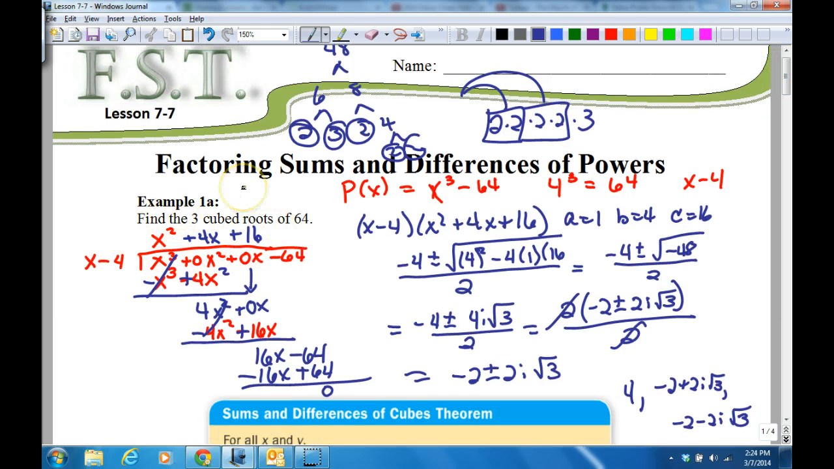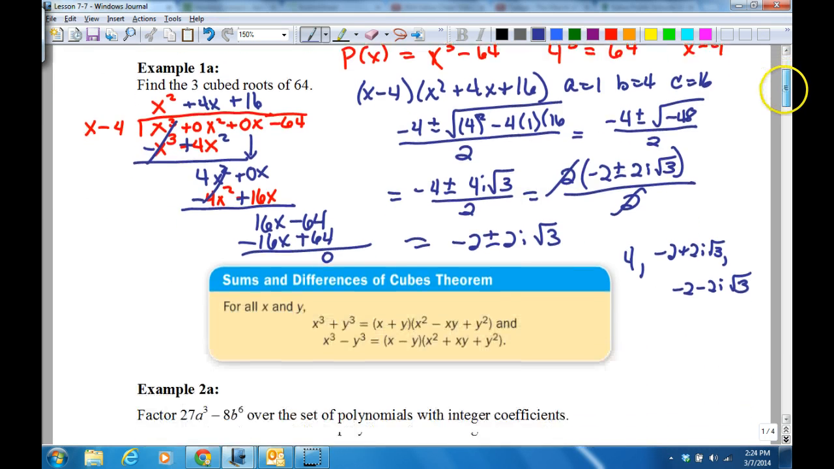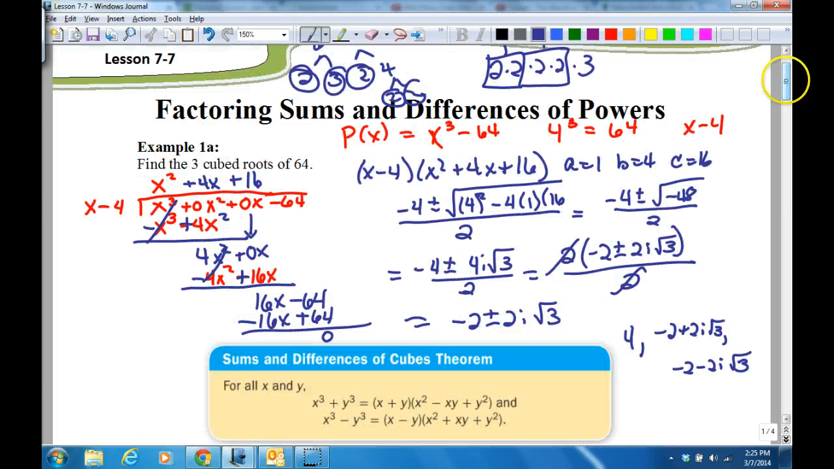And the 3 cubed roots of 64, I don't know how to start this. All it said was find the 3 cubed roots of 64. The first one was easy to find because 4. What are 3 cubed roots? How did you find 4? I just knew.